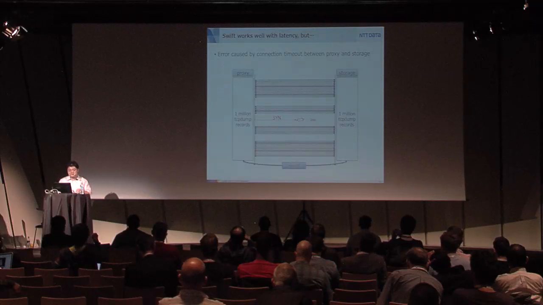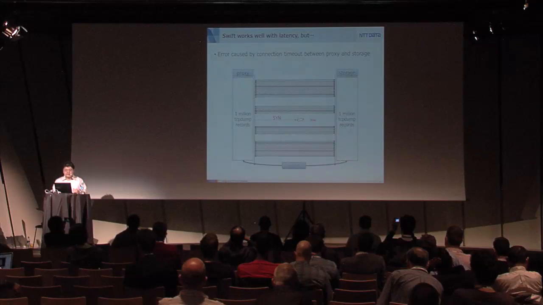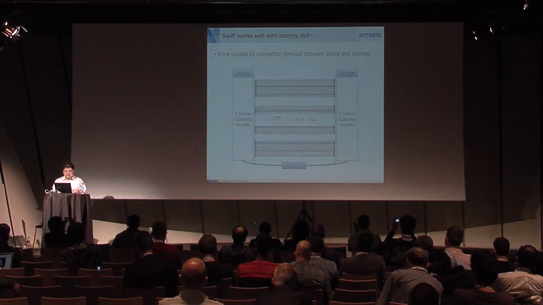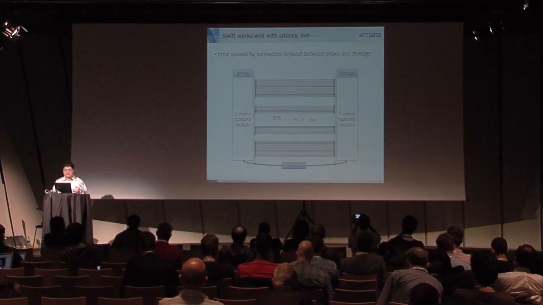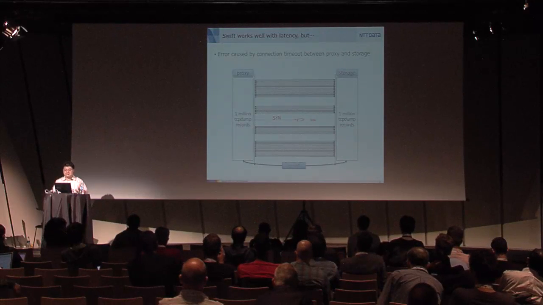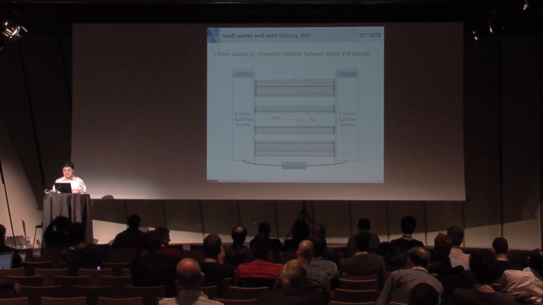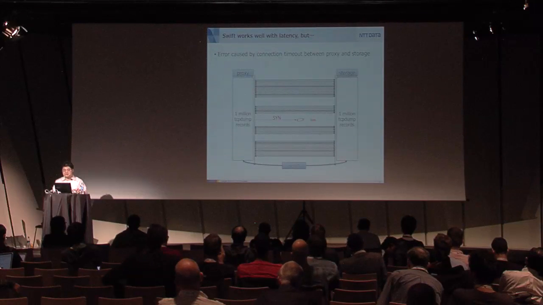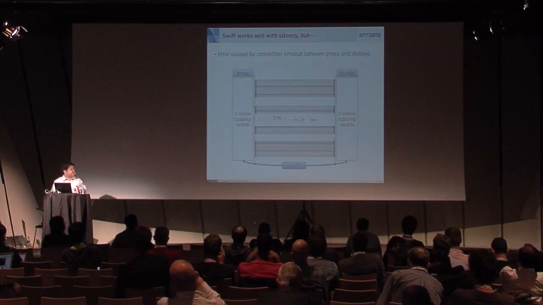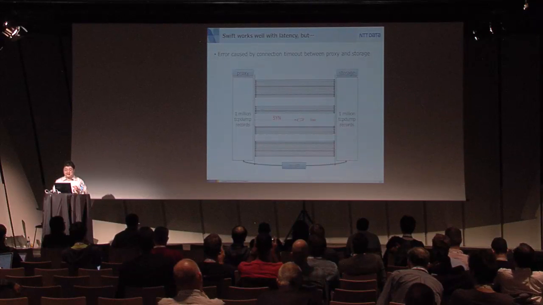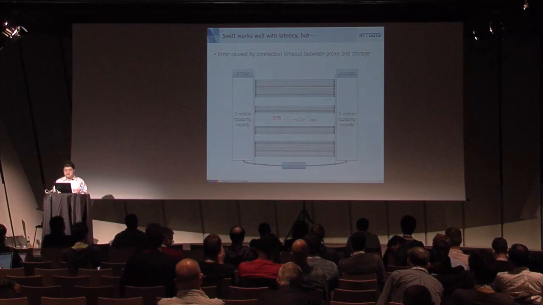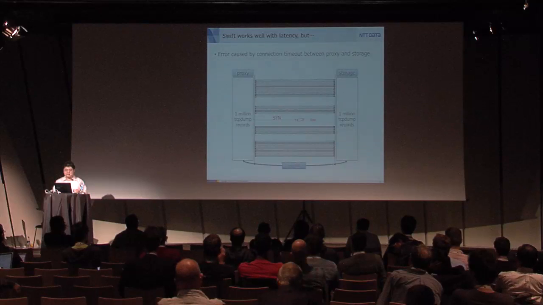The second problem is about global distribution. In the production environment, we faced the situation that connection timeout between proxy and the switch sometimes caused errors, although we tested and ensured that the switch works with latency. So then we checked 1 million TCP dump records with our eyes, to know why such timeouts happen, and found some loss of packets which causes the connection timeouts.